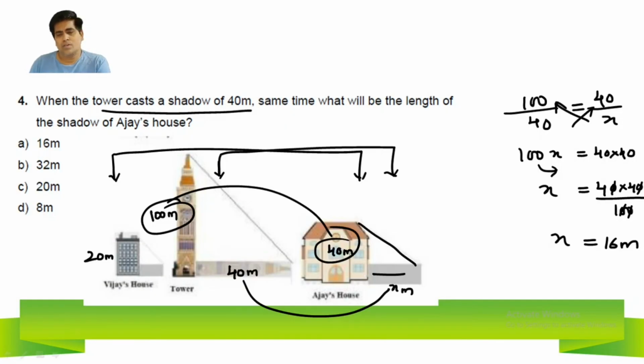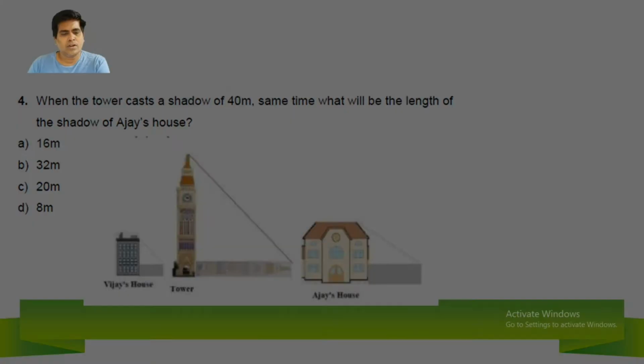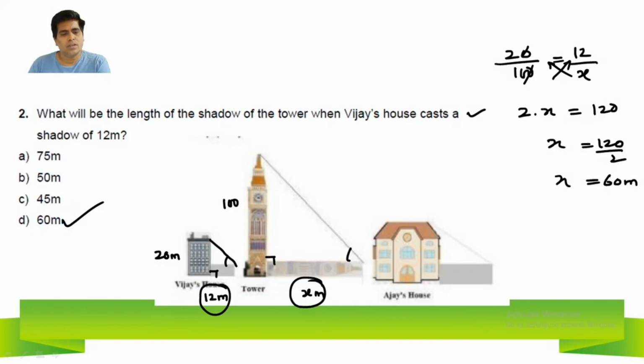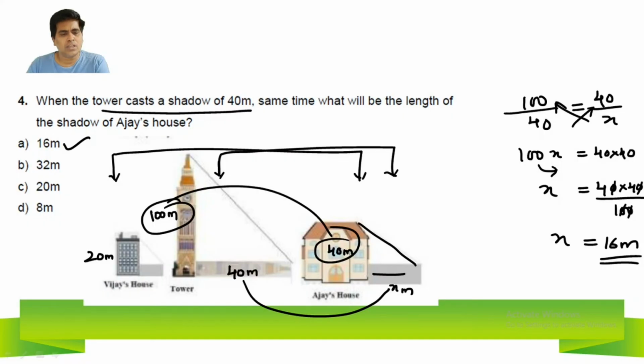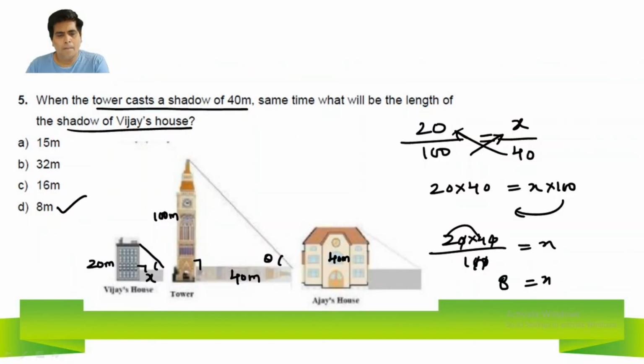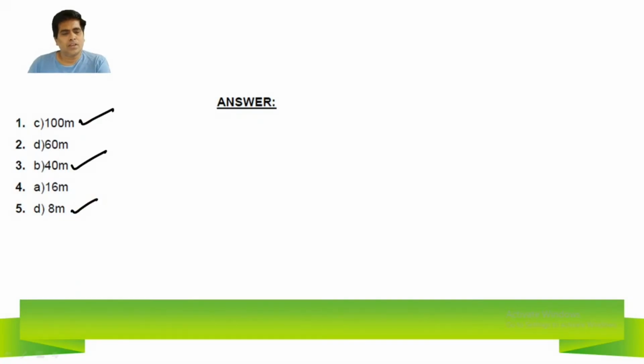Fourth question, what did we get as the answer here? 16 meters. So which option here? It is 16 meters. And what about the second question? The second question is 60, and the fourth question is A, 16. So same thing, 60 and 16. So I got all the answers the same.